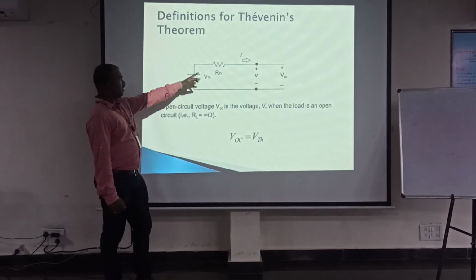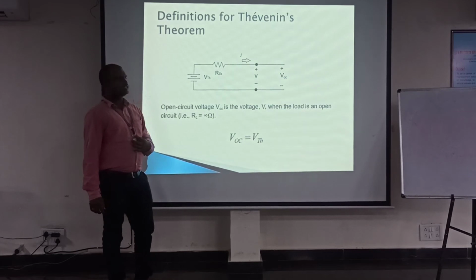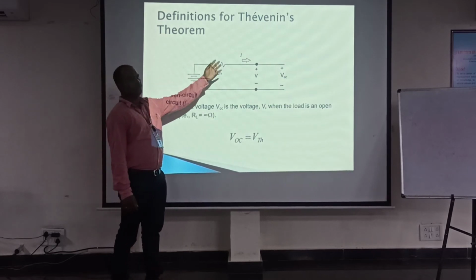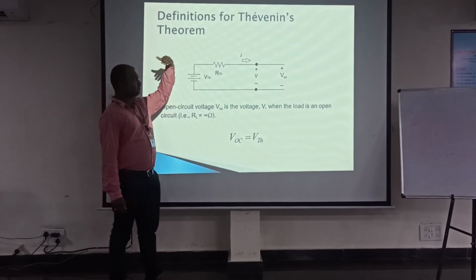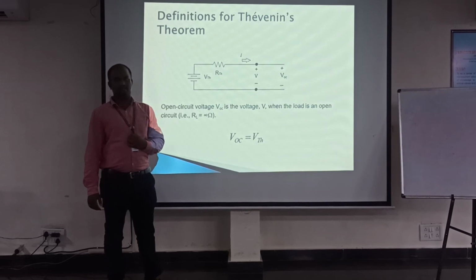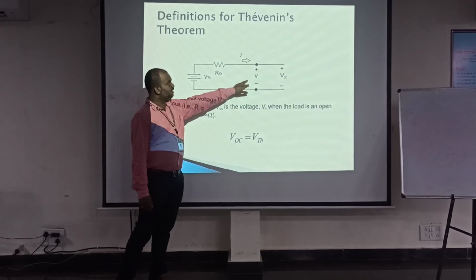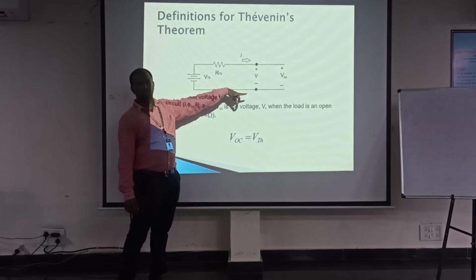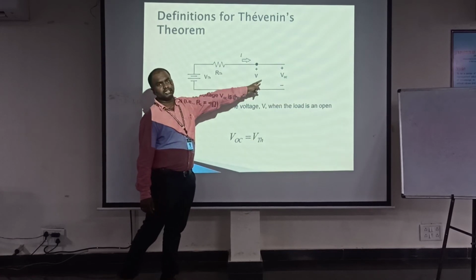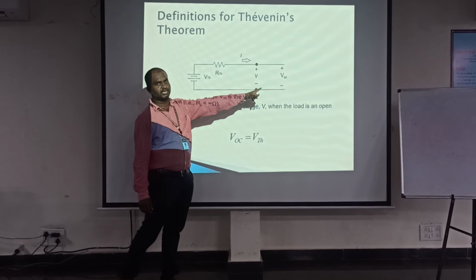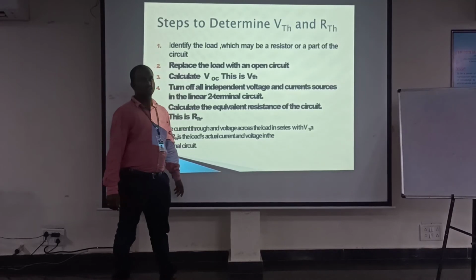For obtaining the results from Thevenin's theorem, first we open circuit the load resistance. First we have to select which parameter or element we have to find the response for. That element should be removed. When the element is removed, it becomes an open circuit. You find the voltage between these two terminals. That voltage is called the open circuit voltage, VOC, and that voltage is said to be Thevenin's voltage, VTH.